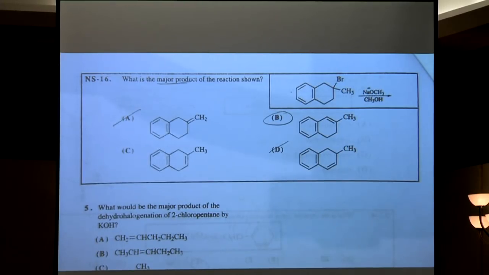It could do substitution as well, but since they're giving us the answer choices as elimination, we just worry about that. Because we don't have a bulky base or anything, it could undergo substitution. It could be like a major-minor product kind of deal. Yes?